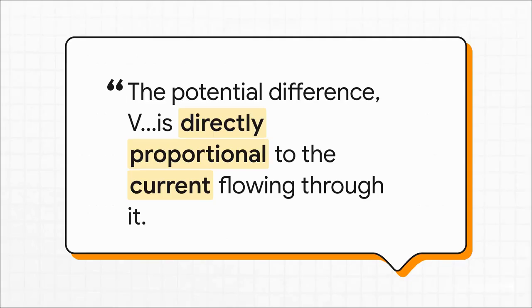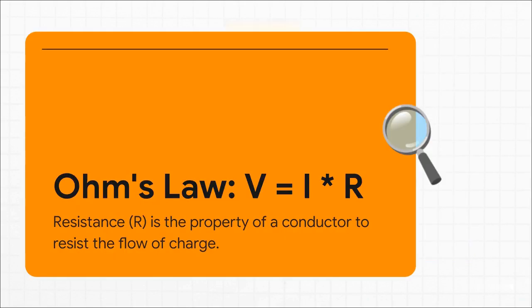This discovery led him to formulate what we now all know as Ohm's law. He stated that the potential difference across a wire is directly proportional to the current flowing through it. It's simple, it's predictable, and it's incredibly powerful. Double the push, you double the flow. And that proportional relationship gives us one of the most important equations in all of electronics. V equals I times R.